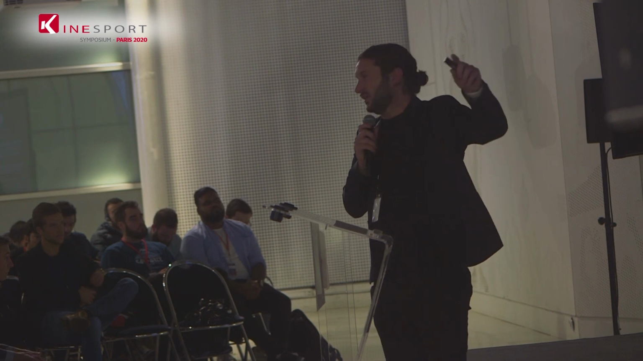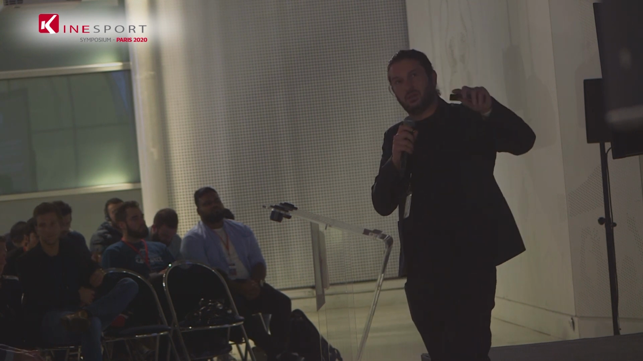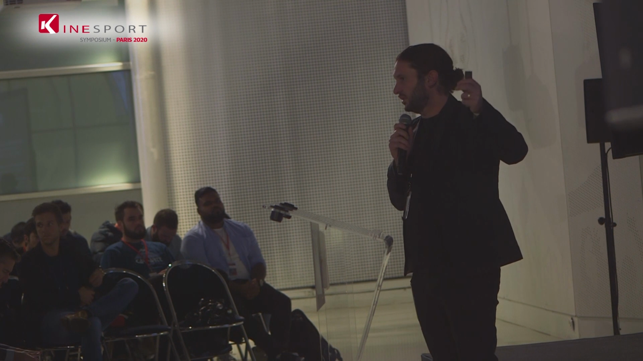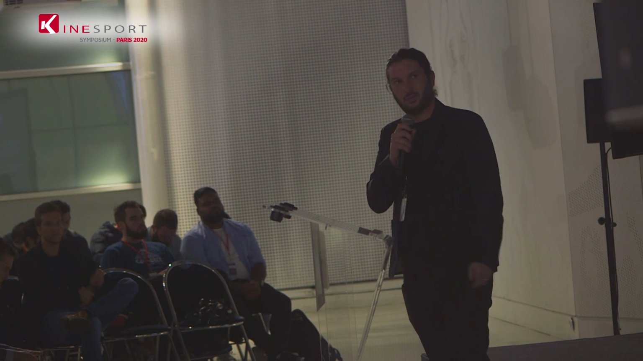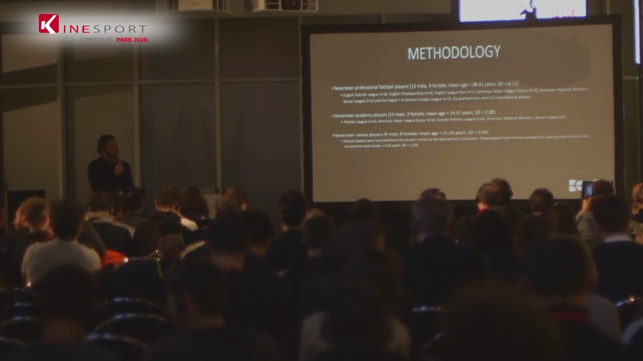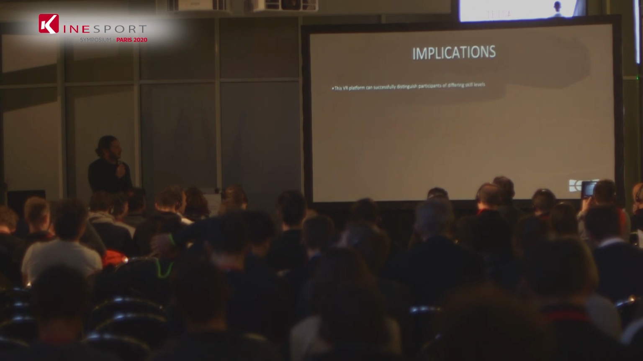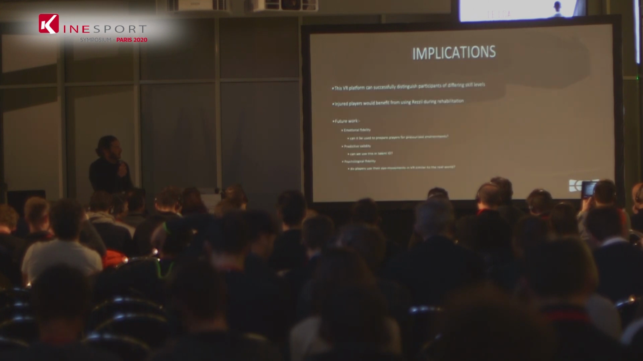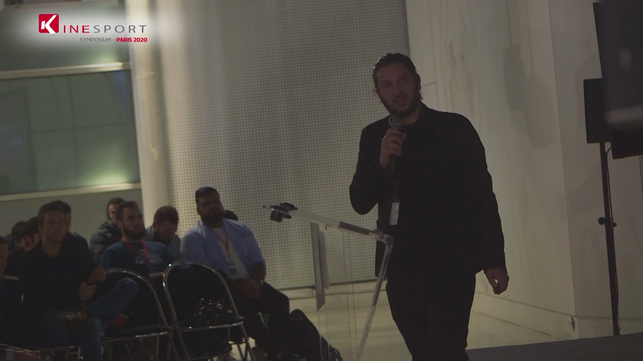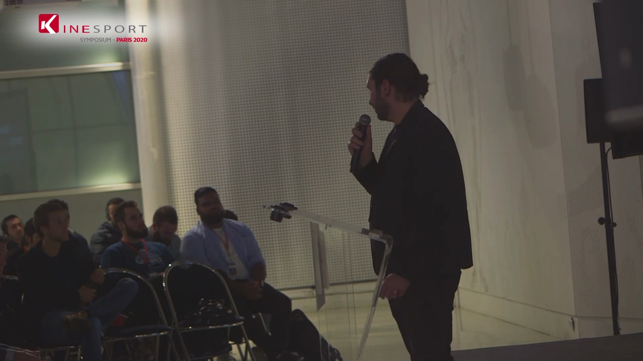The probability of identifying and differentiating between an academy player and a Premier League player came out at 86% with probability, and the ability to test between a novice player and a professional player was 97%. The implications of this, obviously I'm aware that I'm running short of time, so I will just skip through to that and go to the end.